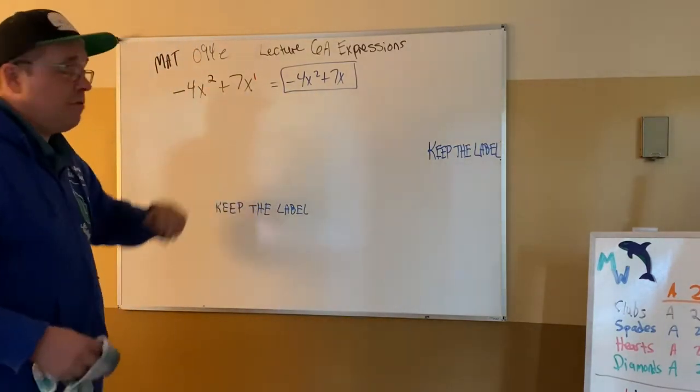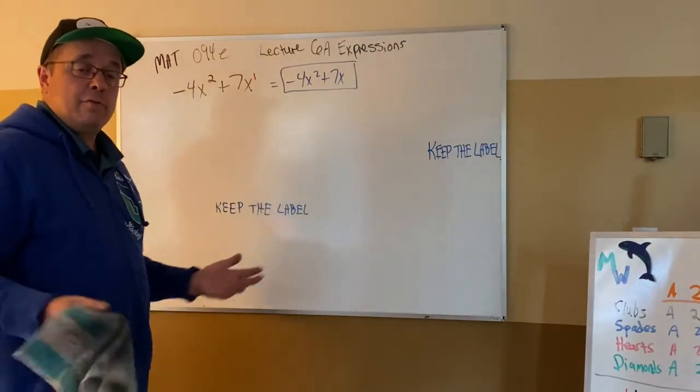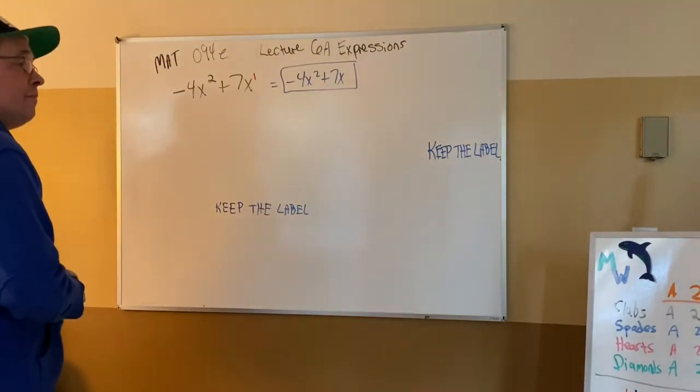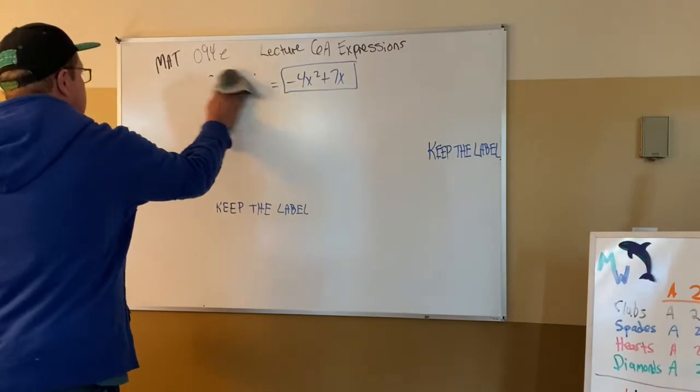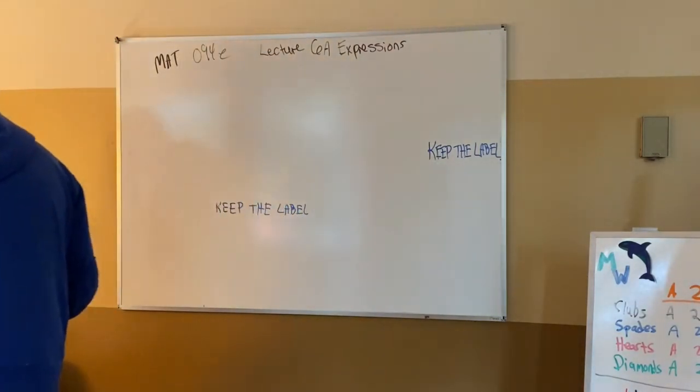You do not make it into a label of x to the third just because they're both x's, and that would be much nicer to have fewer things on my paper. No. Like terms are the only ones that can be combined. Keep the label.